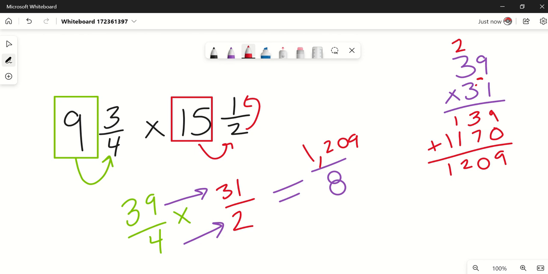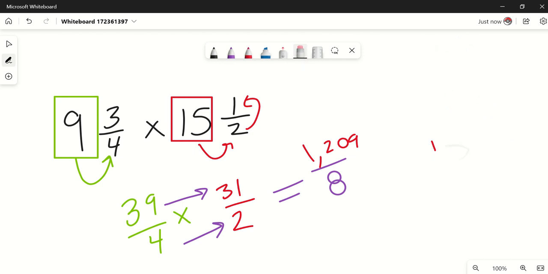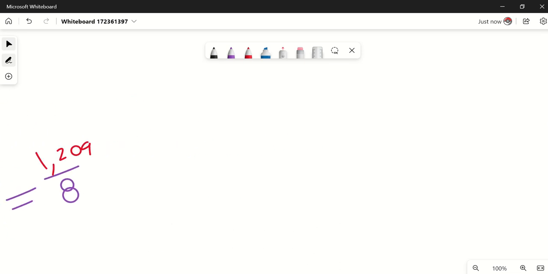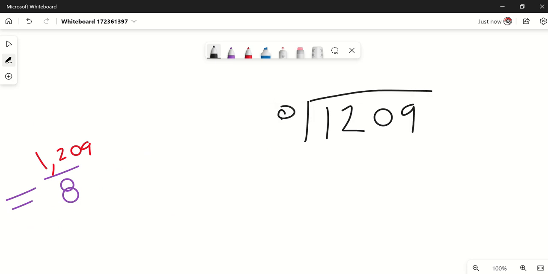This is quite possibly the most difficult problem we've had so far this chapter, but stay with me. This is an improper fraction, and I'm going to go ahead and move this over here. Again, feel free to pause whenever you need to, because I know this is a lot and I'm going a little fast, but if you need to pause, rewind, go for it. Now I have to do long division. I don't know my 1,209s off the top of my head, so I'm going to have to rely on this.